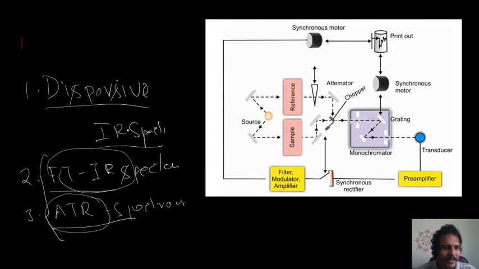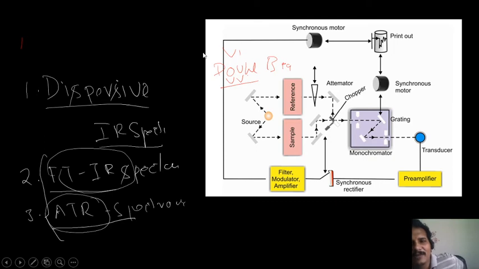From your diagram you can see it is almost resembling your UV visible spectrometer. It's almost like a double beam UV visible spectrometer. Can you see any particular difference compared to your UV visible spectrometer?